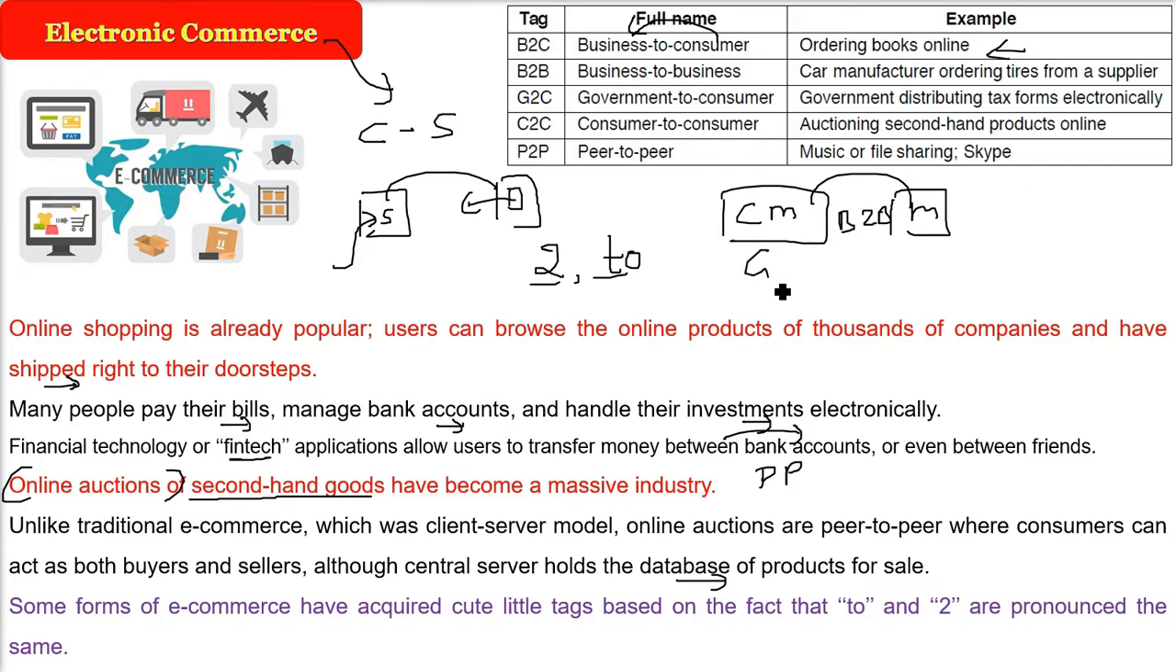Government to business, government to consumer, G2C. Now, if the government is distributing the tax form, that is government to consumer. Consumer to consumer, online auction, consumer to consumer. P2P, peer-to-peer. We talked about music or file sharing, Skype.